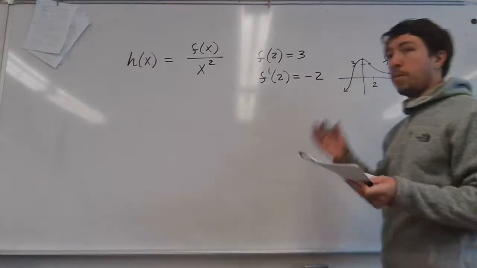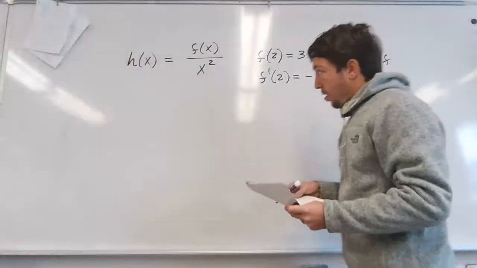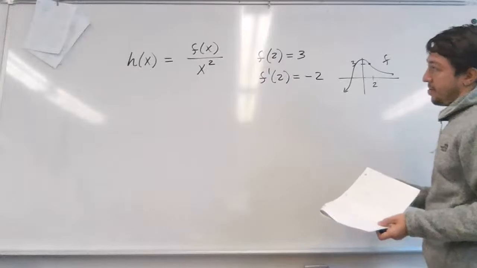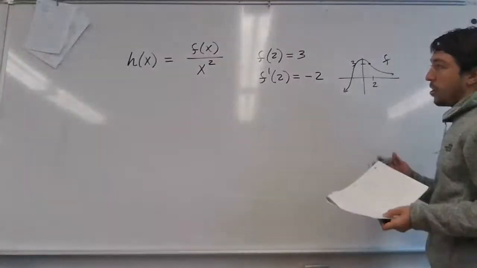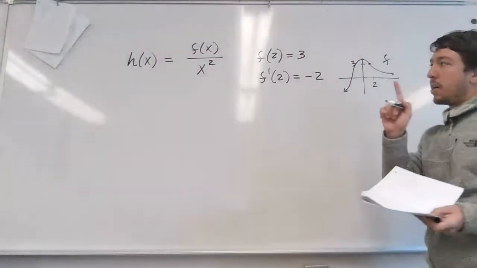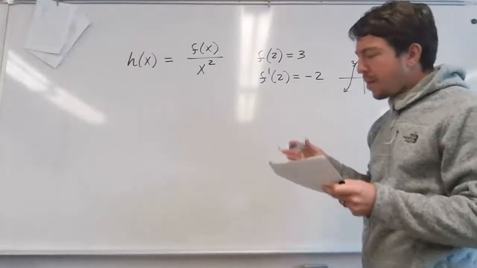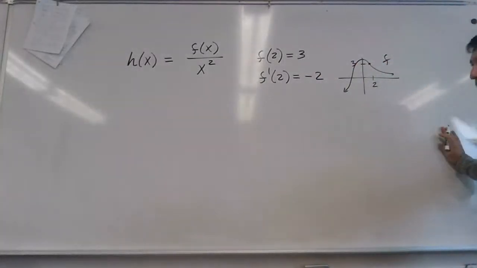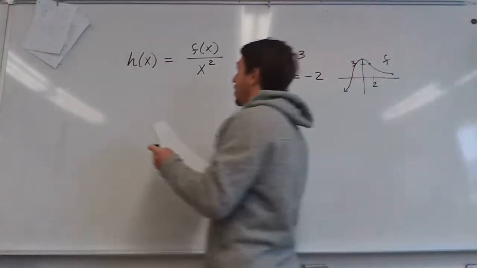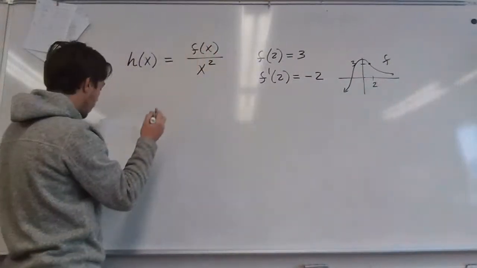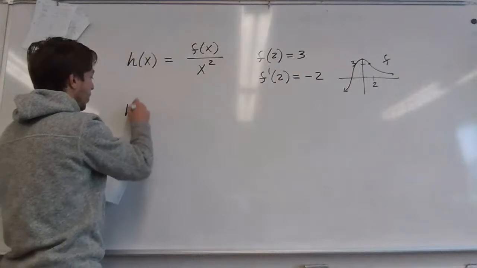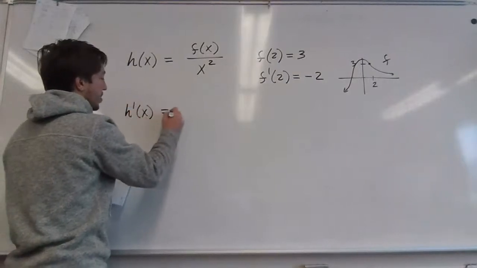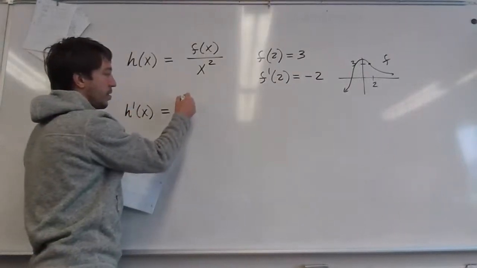But we know for sure, it's kind of surprising, the one piece of information we can know for sure is what the slope's going to be at 2. Figure that out. We'd also know what the y value is going to be, because that's trivial. You just plug in 2. Okay, h prime of x. All right, let's see.